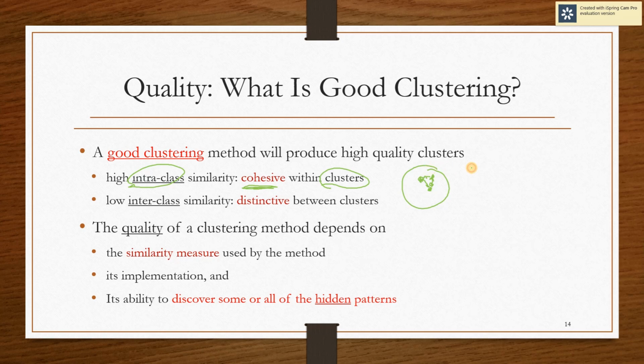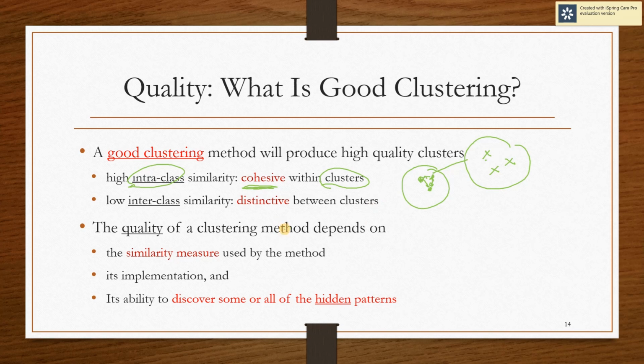So this is a cluster, for example, and this is the next cluster here. You need to have low interclass similarity. So between this and this, you need to have low interclass similarity. You cannot have very high similarity between this object and an object that belongs to another cluster. So we can say that there is distinctiveness between the clusters.